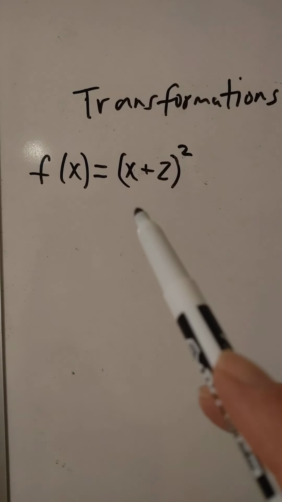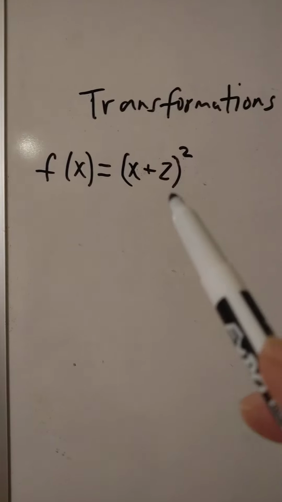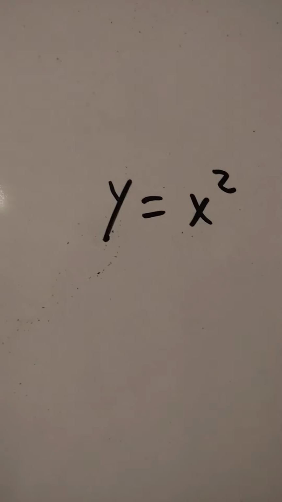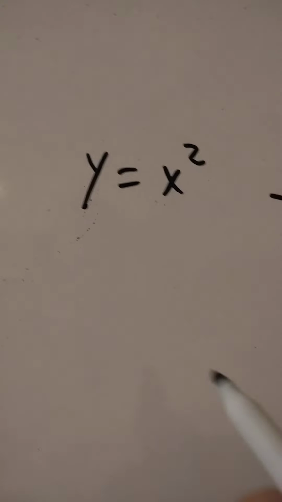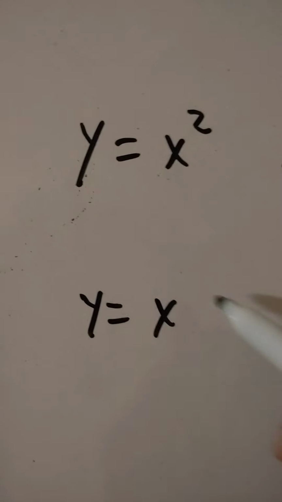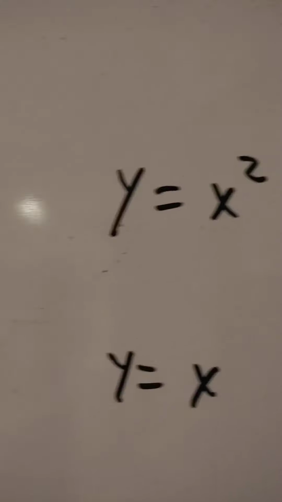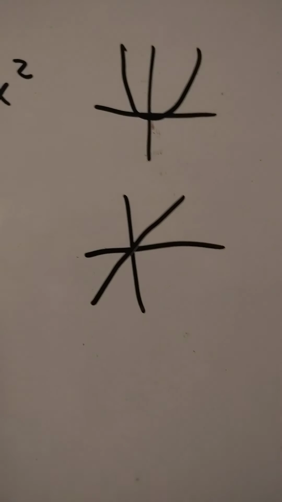We've got to remember our library of functions. I should have written those down, like y equals x squared. That's in our library of functions. Isn't that the parabola, the squaring function that's called? y equals x, that's another one in our library of functions.